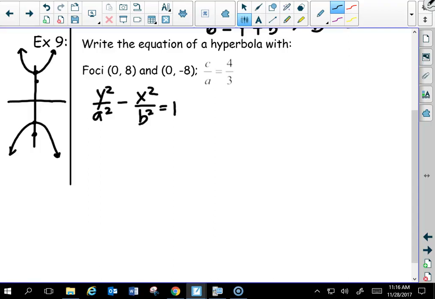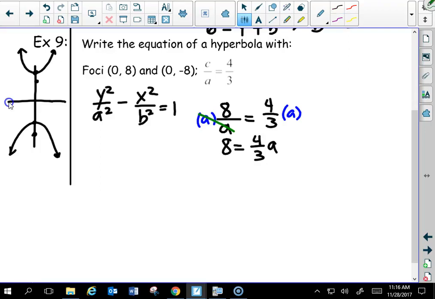c divided by a is 4/3, so we know that c is going to be, I'm going to use the positive 8, over a is equal to 4 over 3. I'm going to multiply both sides by a because that's the thing I'm solving for. I'm going to get it out of the denominator. 8 is equal to 4/3 a, and now I'm going to multiply both sides by 3/4. Okay, 4 goes into 8 twice. 3 times 2 is 6.